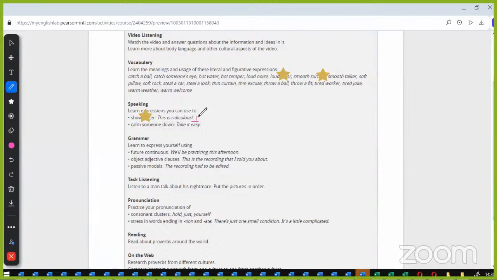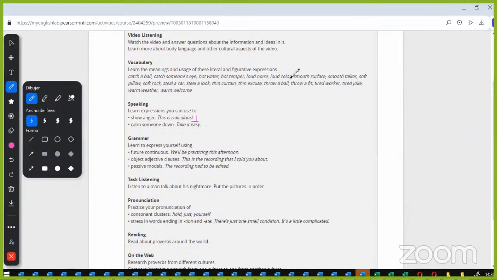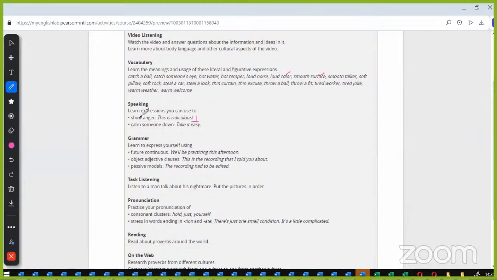Calm someone down, take it easy. Grammar. Learn to express yourself using future continuous. We'll be practicing this afternoon. Object, adjective clauses. This is the recording that I told you about. Passive modals. The recording had to be edited. Task listening. Listen to a man talk about his nightmare. Put the pictures in order.